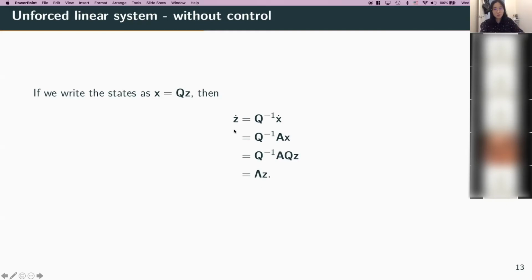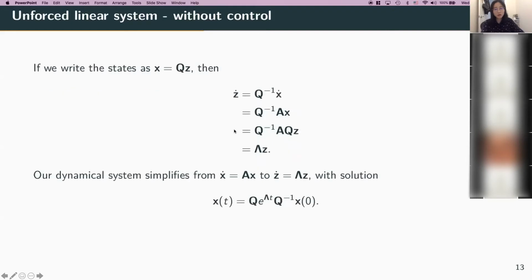So, right, what we have done here is essentially we have transformed our dynamical system such that the transformed states are all decoupled. So our new dynamical system is z dot equals lambda z, but lambda is a diagonal matrix, and therefore you can view this as decoupling all of the states.